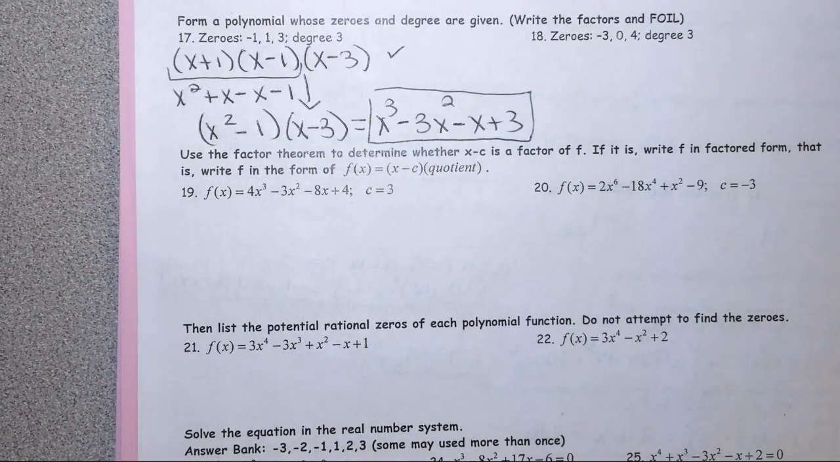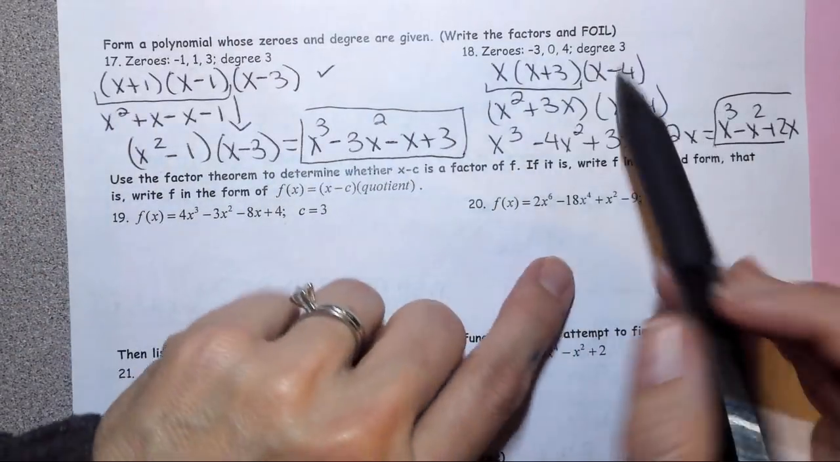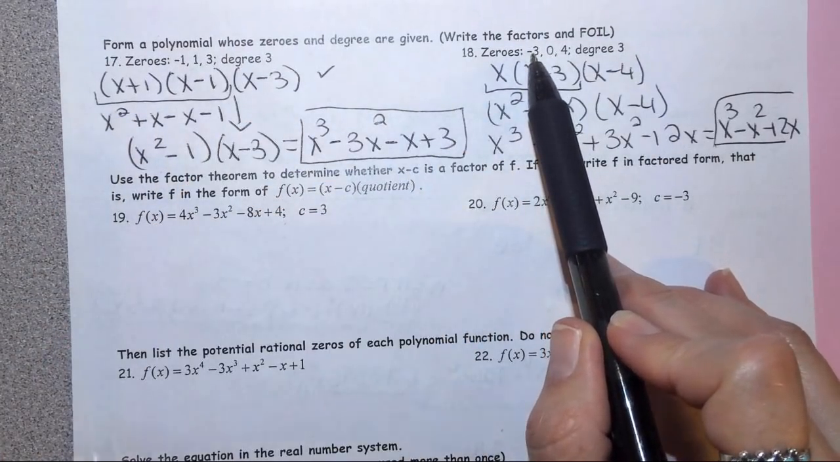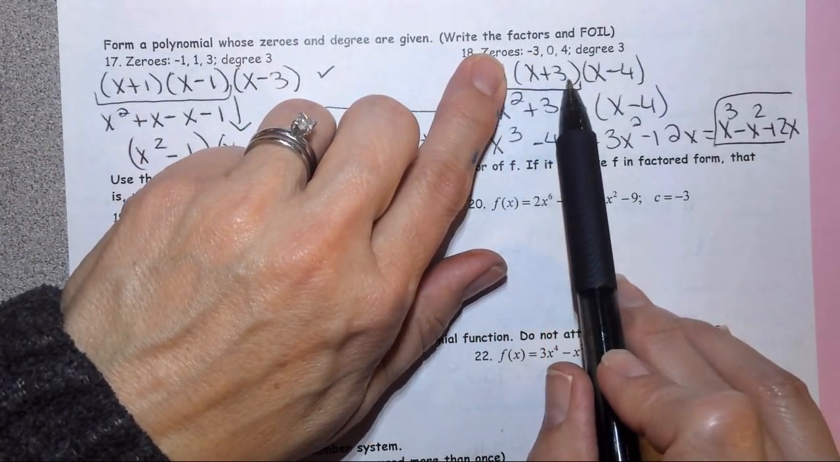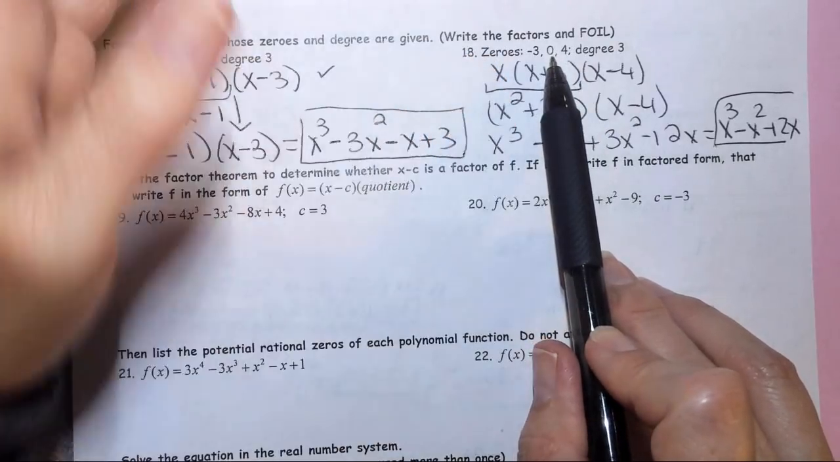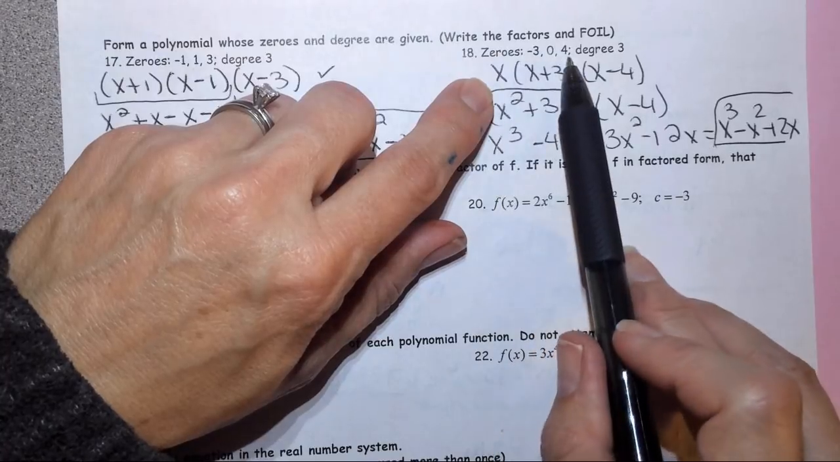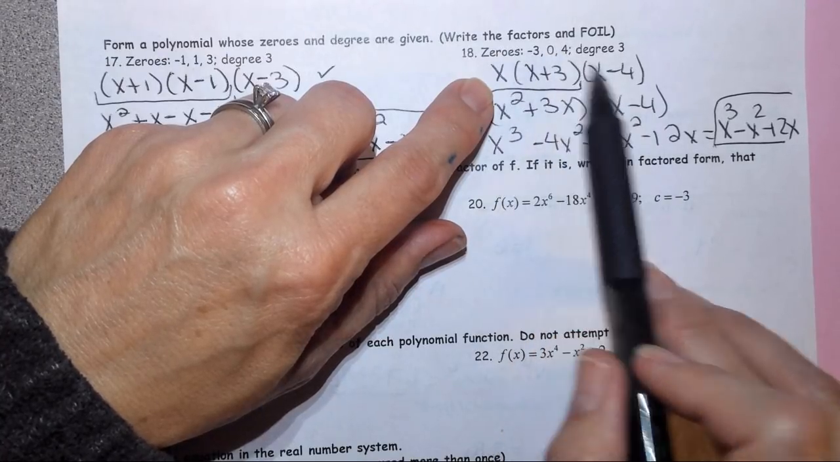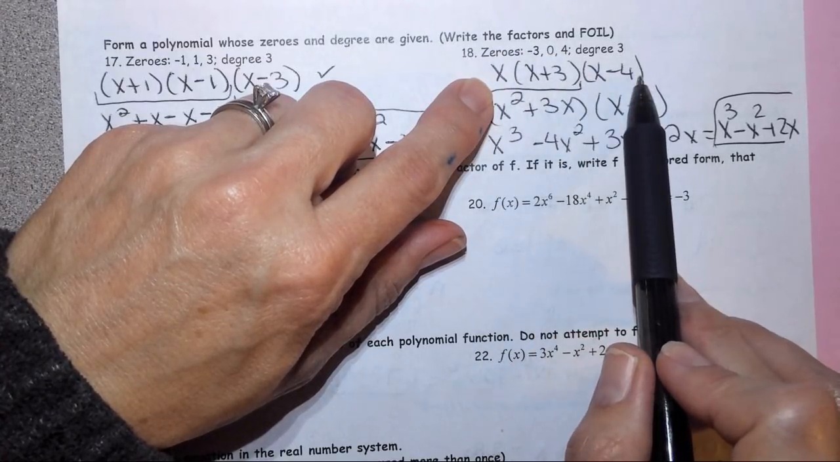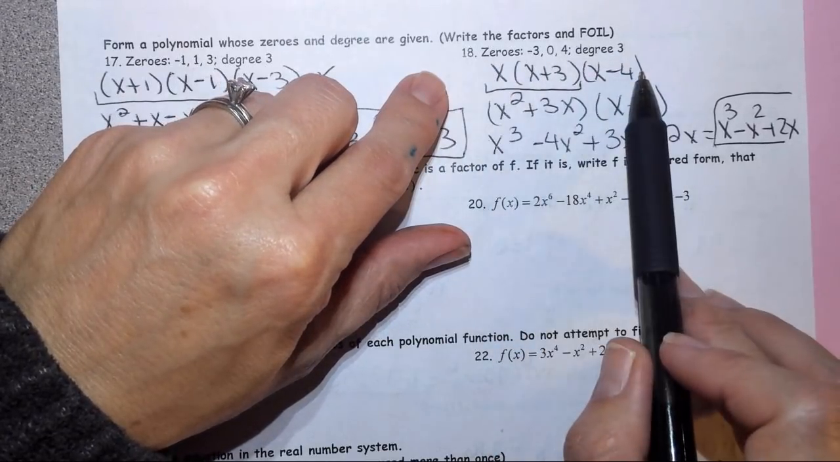So pause the video real quick, go try number 18. Same process. Okay, so let's see how you did. It says I have a 0 at negative 3, so I wrote in the parentheses x plus 3. I have a 0 at just 0, which means I just need an x all by itself, no plus, no minus, just an x. And I have a 0 at 4, which means I need to write the factor x minus 4. And it doesn't matter the order you write these in.